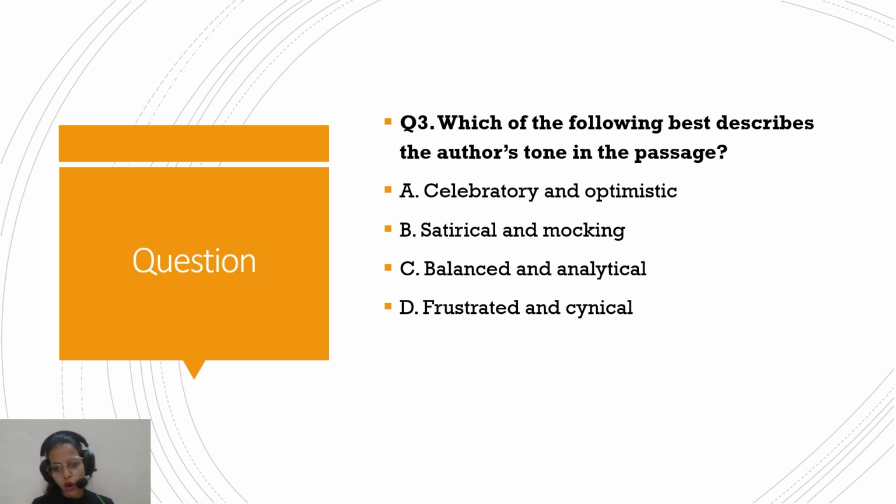B, satirical and mocking. Is the author trying to mock or make fun of or criticize in the whole passage? C, balanced and analytical. Is the author trying to analyze various viewpoints? D, frustrated and cynical. So the author has been only critical, saying this is also wrong, this is also bad, and nothing good is ever going to come out of any viewpoint. We are all going to die, something of that sort. So which is the tone, do you think?